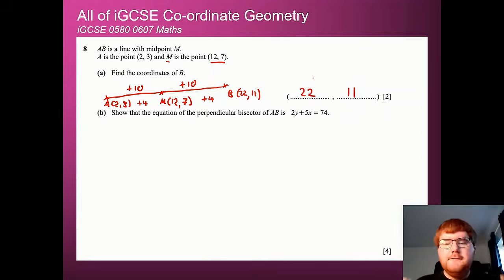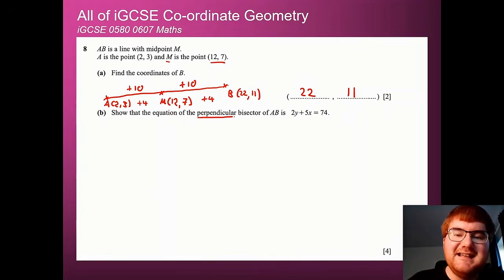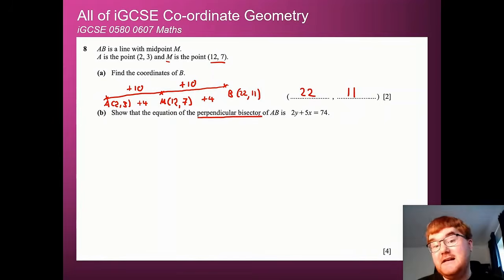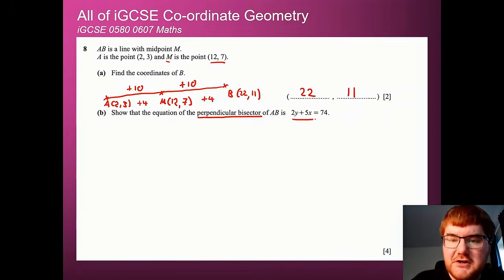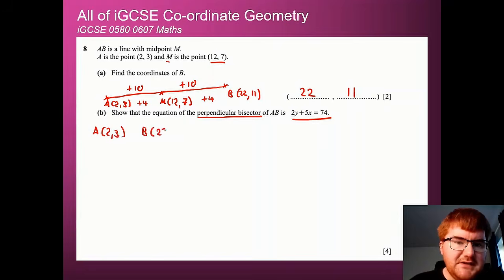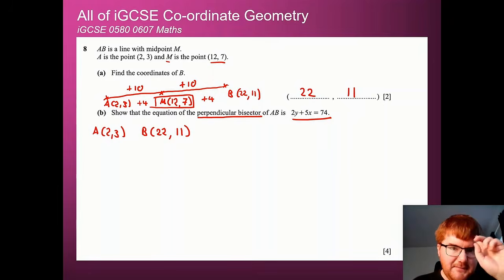And now, from this, somehow, we need to work out the equation of the perpendicular bisector, we're going to see this a ton in this particular video, is this equation over here. Right, so as soon as I see perpendicular bisector, I want to get everything set up. So remember A again was 2, 3, and then B was 22, 11. So this is what we're focusing on for this particular question. Again, we've got the midpoint, which we'll come back to later on. So keep that in mind.